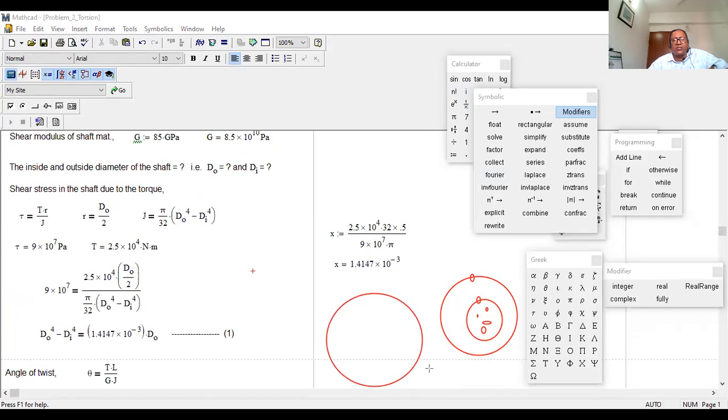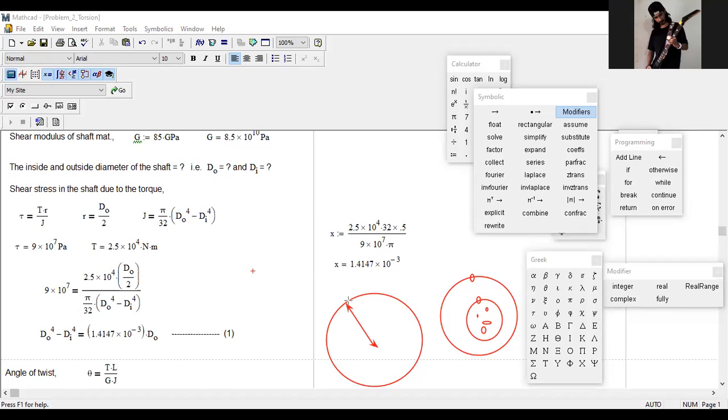Not hollow. So where will be the maximum? It's saying the maximum shear it can take is 90. So in this shaft, say this is the radius, and the center. So where will be the maximum? Obviously at the outer fiber. So you will take the outer fiber, the outer radius, at the end.